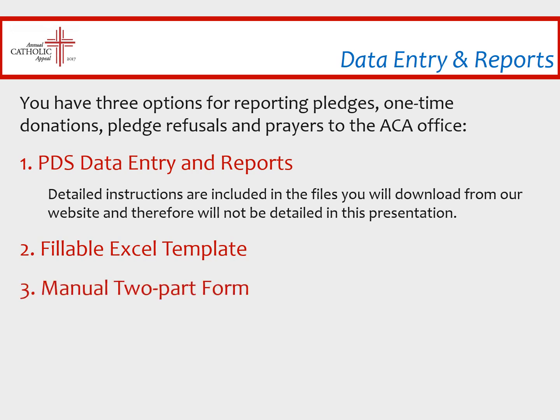The third is a manual two-part form, which has to be ordered through our order site. And it's a two-part form in that there's a carbon copy underneath. And when you write down manually all of the pledges that you're sending in, you would tear those papers apart and send the yellow copy in with your pledge envelopes.